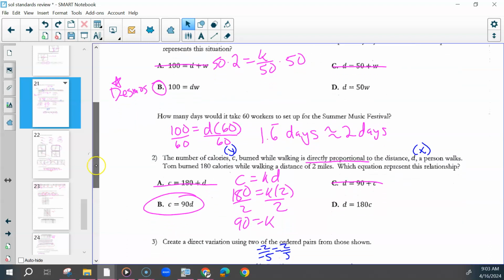Number 2 was direct. So you had to remember those equations. Y equals kx, or in this case, using your variables, finding k is y over x, and b was your correct answer there.